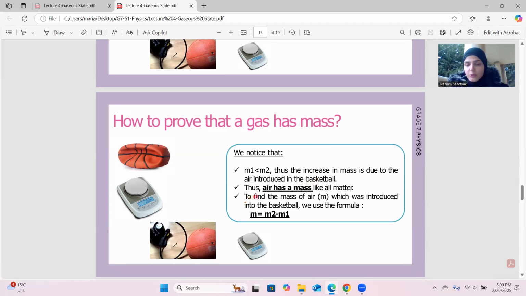Thus, we can deduce from this experiment that air has mass like all matter surrounding us. So it has mass, even though it's invisible and odorless, but still it has mass. To find the mass of air, we can calculate the mass of the air introduced in the basketball. We use the formula M equals M2 minus M1. In this way, we determine the mass of air filling this basketball.